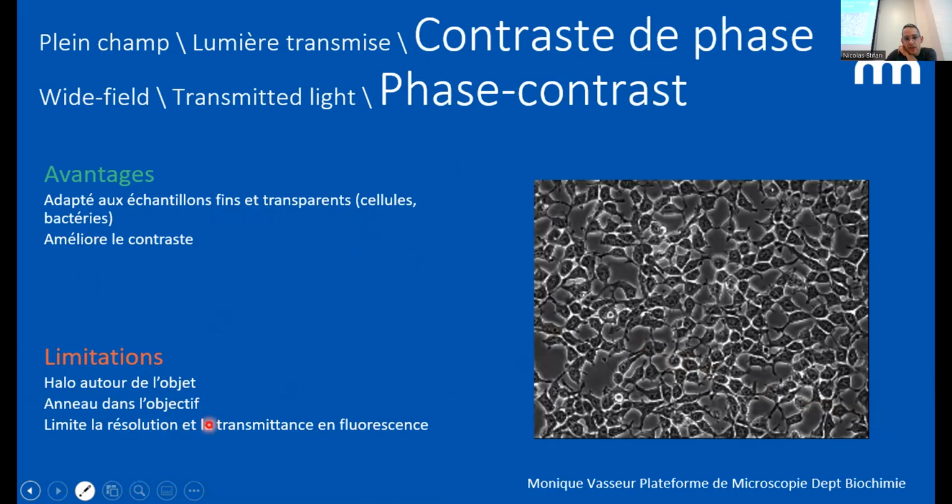The limitation is that you have a halo around your cells. So as soon as you have to do analysis on this, it's a bit harder because of this halo. Also, there is a ring within the objective. And this decreases the resolution or the properties of the objective. So if you're doing fluorescence just after that, it won't be as good as with an objective that does not have this ring inside. If you do the fluorescence, you use the same objective. Yeah.